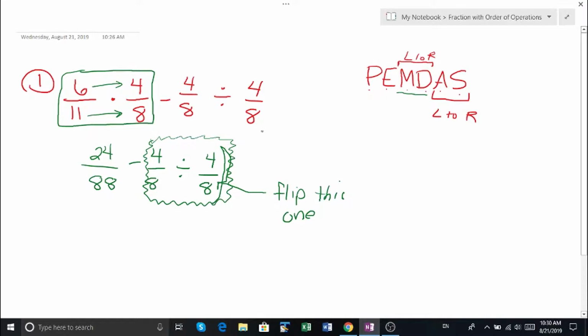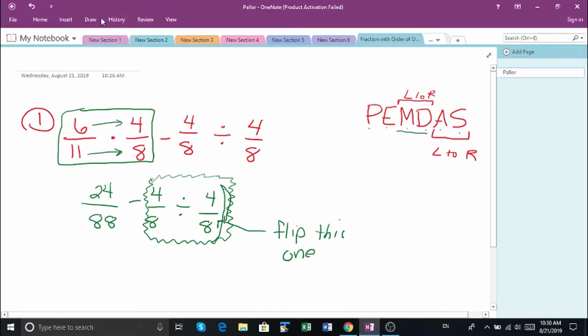I'm going to go ahead and change my color here. I'm going to be using a lot of colors today, so I'm just going to leave that down. All right, so we're going to flip that one.